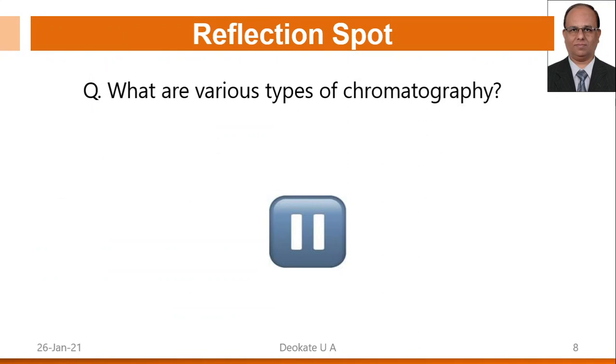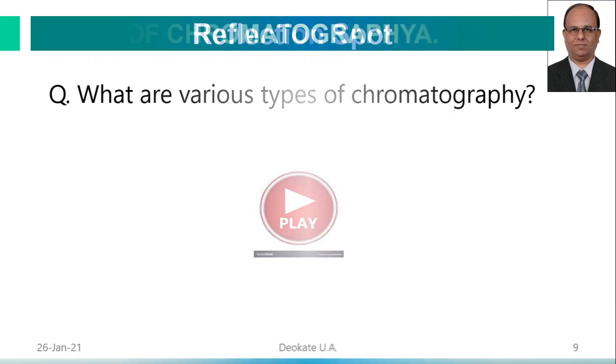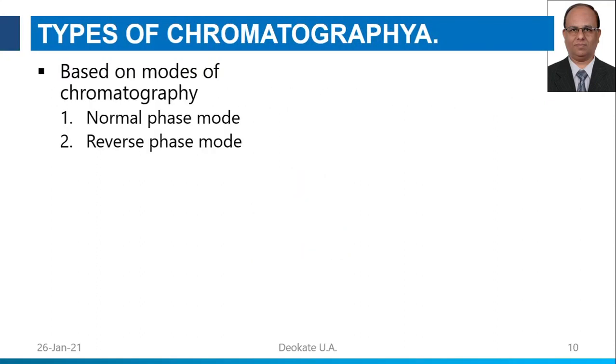Before we proceed further, what are the various types of chromatography which you learned in the previous lecture? Think on this topic. Take a notebook and pen. Write your response. When you have completed, play the video and check your answer with the available responses. Types of chromatography based on mode include normal phase mode or reverse phase mode. What is this normal phase mode and reverse phase mode?